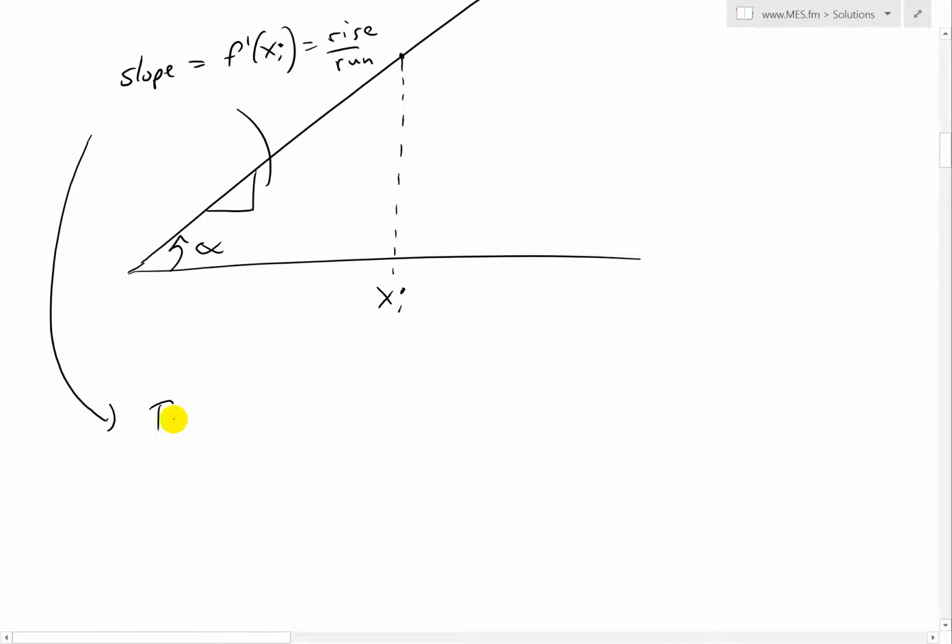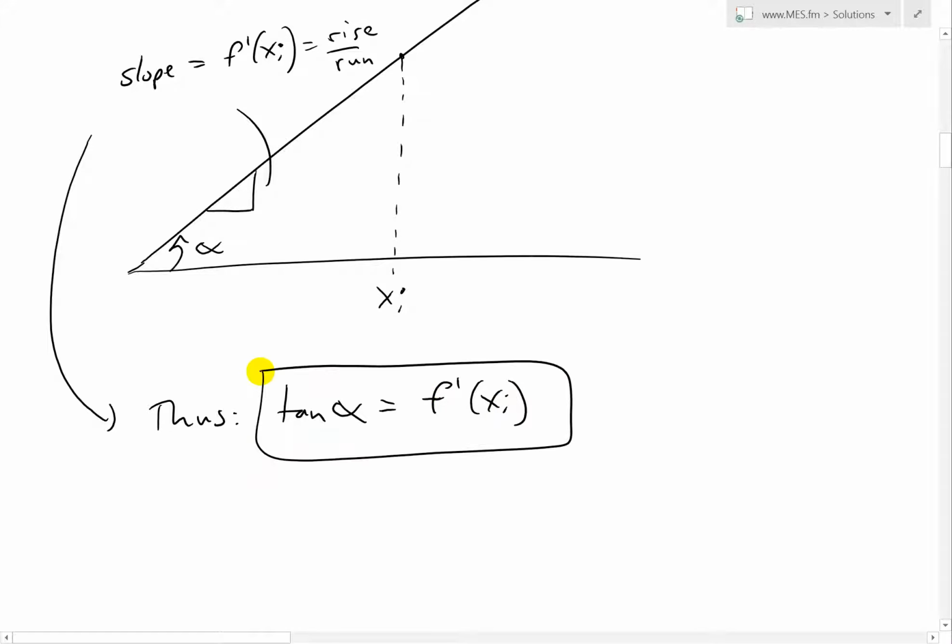Thus tan alpha is equal to the derivative. The definition of tangent is rise over run, so this is f prime of xi. That's the first thing we know, and we're going to use this in the derivation.